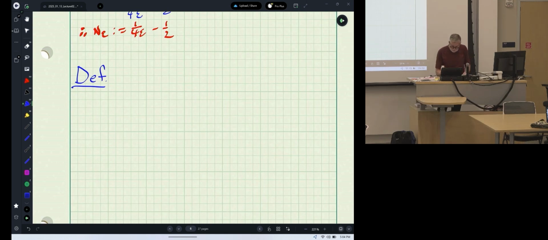Okay, so now, before I write down this definition, let me do another graph, and this one I'll do live.